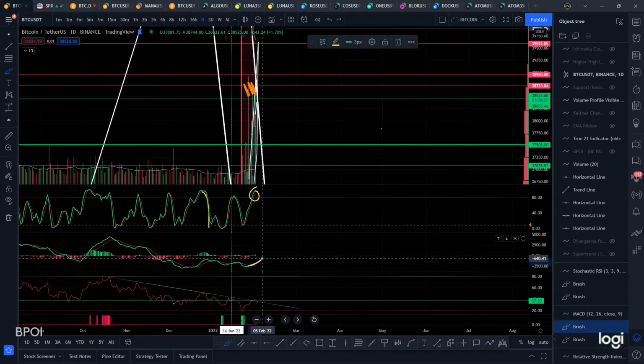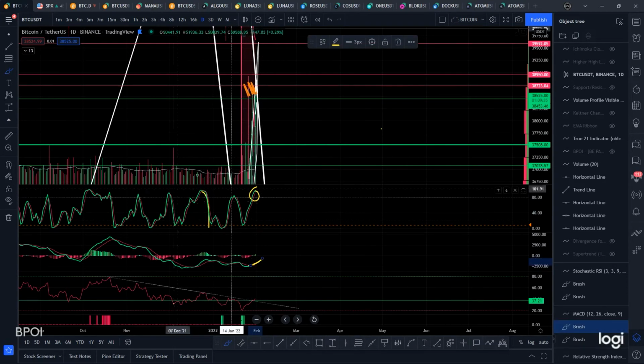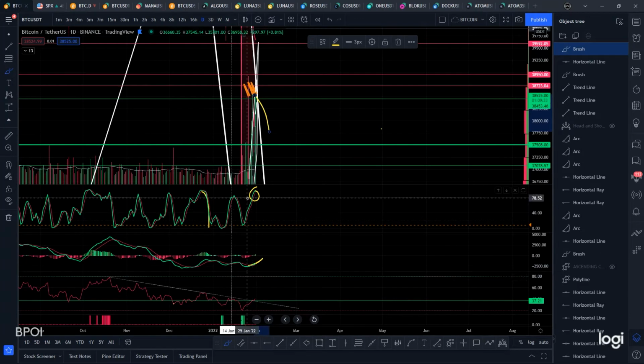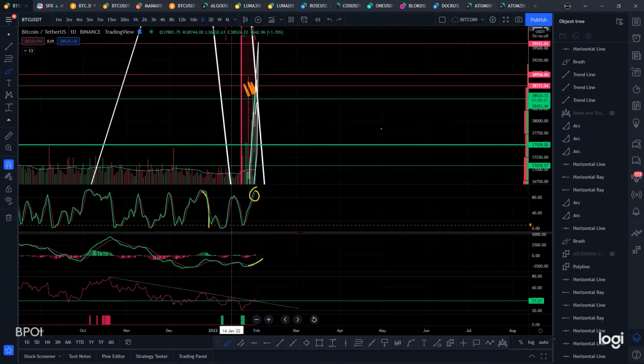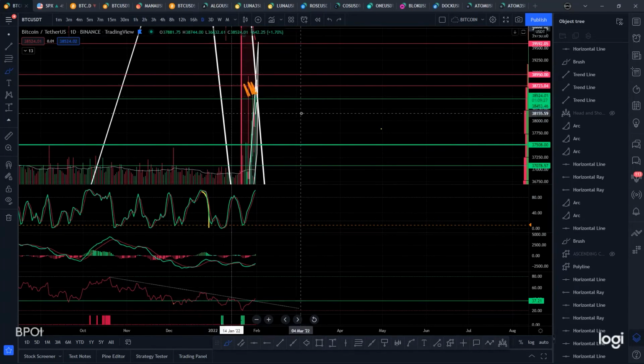So we've got to keep an eye on the MACD. But if the 4 hour starts to move down, then we're likely to see a rollover on the daily as well, because the 4 hour is an indication of what's going to happen on the larger time frames.